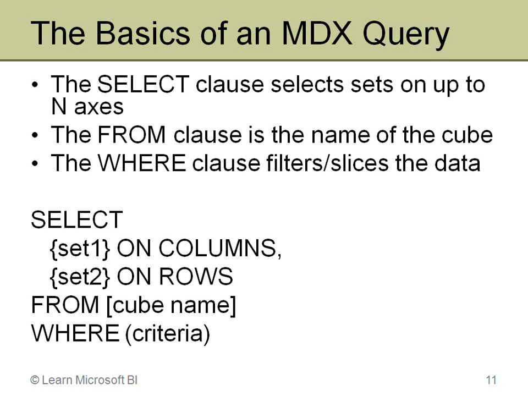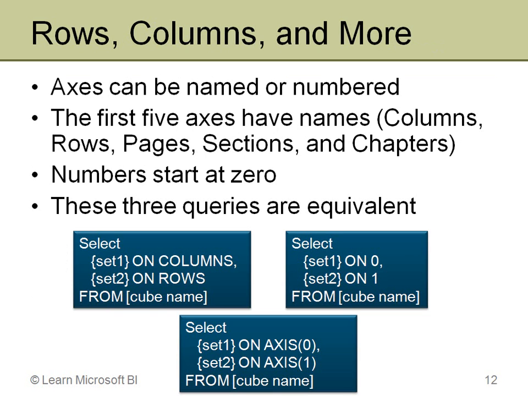And before I jump in and show you a couple of examples, just be aware that because you can have multiple axes, you have to think of how you want to reference them, since there can be basically an unlimited number. So axes can be either named or numbered. Now the first 5 axes have names. You saw in the previous query columns and rows. You also have pages, sections, and chapters. So the first 5 have names.